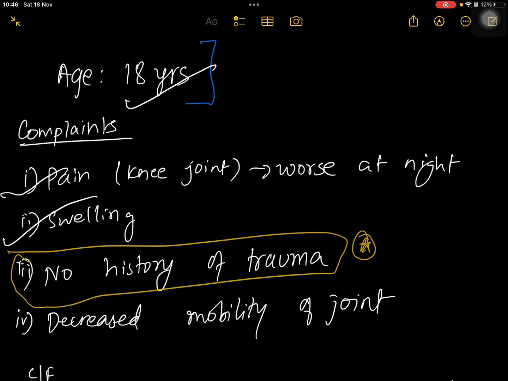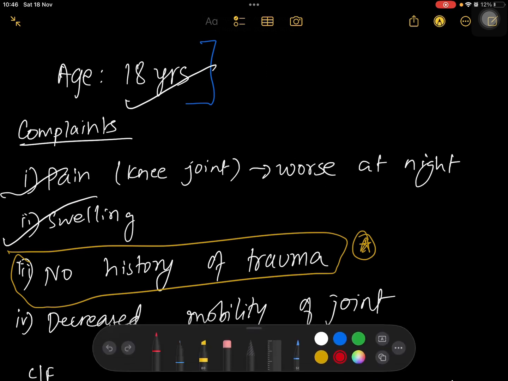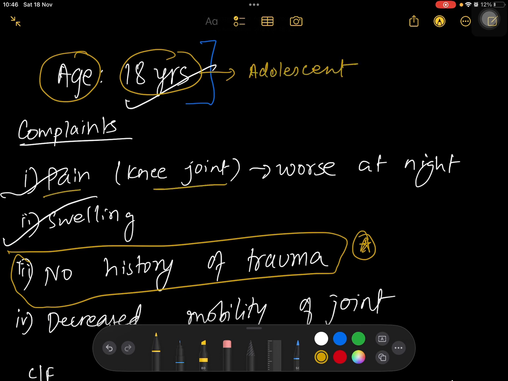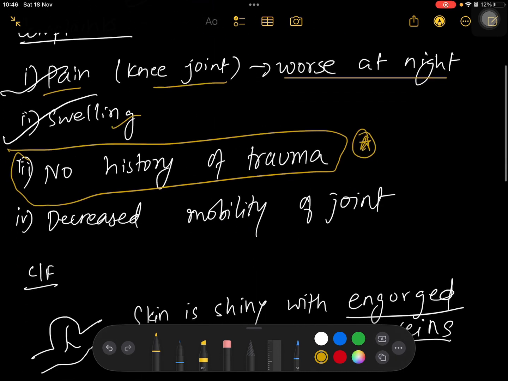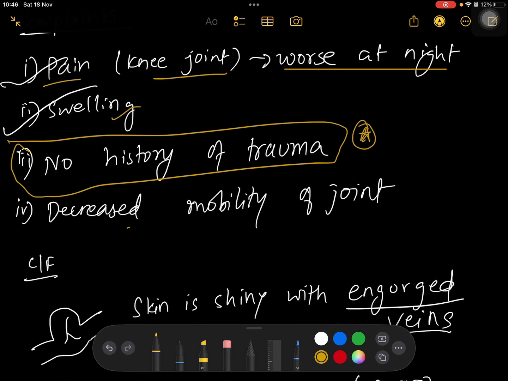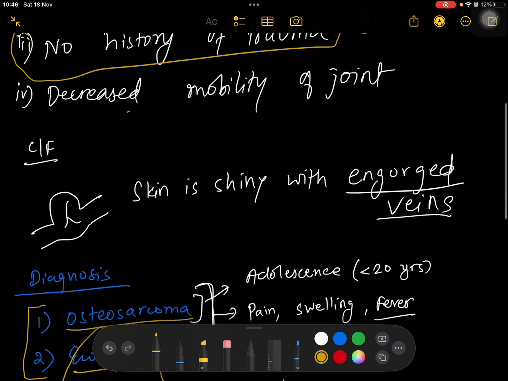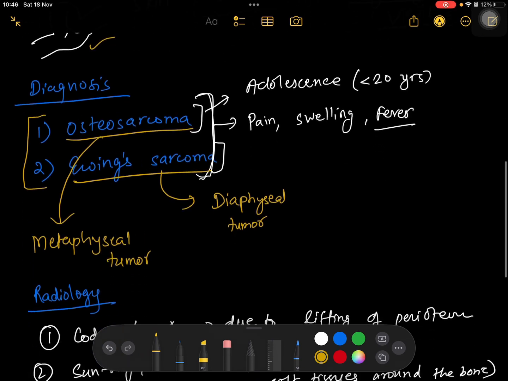We'll just try to make up a summary. If you look at the summary of what we have encountered, you'll see that the age of the patient is 18 years. This means that she is an adolescent. The complaints are pain in the knee joint, which is getting worse at night. There is swelling. There is no history of trauma, and there is decreased mobility of the joint. The clinical feature is that the skin is shiny with engorged veins, right?